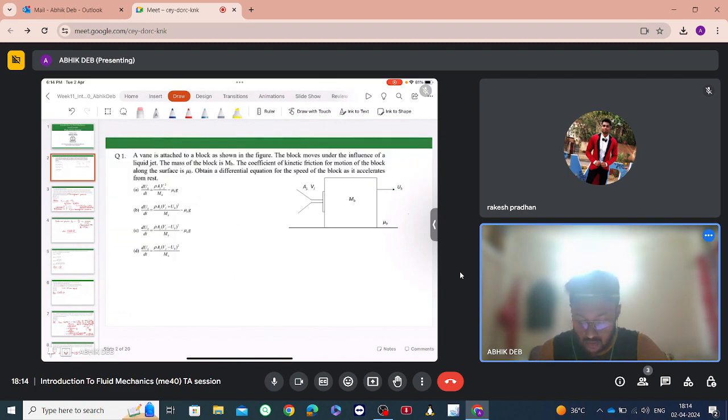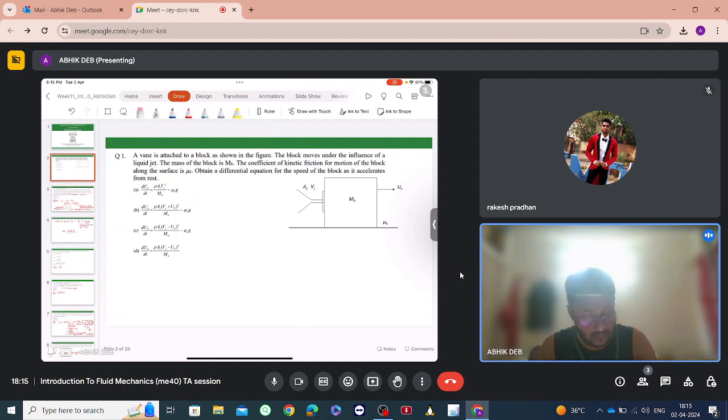Okay, so a vane is attached to a block as shown in the figure. The block moves under the influence of a liquid jet, and the mass of the block is mb. The coefficient of kinetic friction for the motion of the block along the surface is mu k. Obtain a differential equation for the speed of the block as it accelerates from rest.